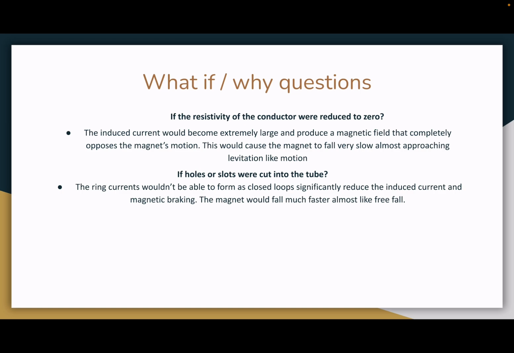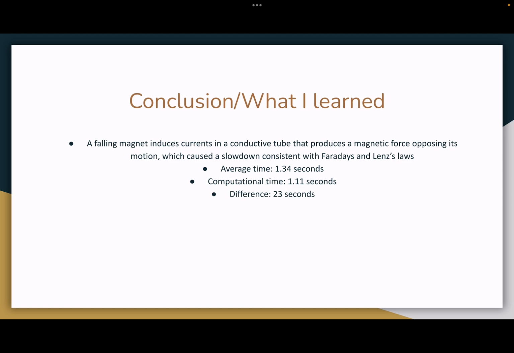For the conclusions and what I learned, a falling magnet induces currents in a conductive tube that produce a magnetic force opposing its motion, which caused a slowdown consistent with Faraday's and Lenz's law. Again, the average time I calculated was 1 minute and 34 seconds, and the computational time was 1 minute and 11 seconds, and the difference was only 23 seconds.